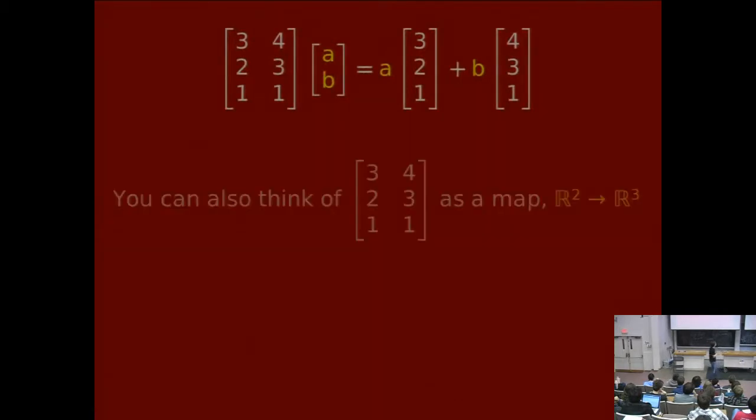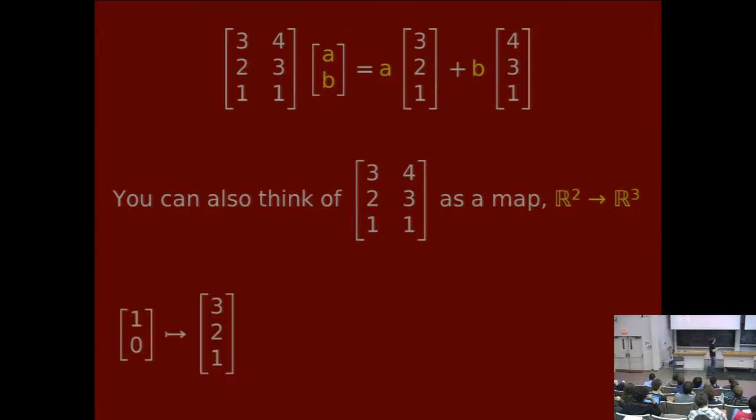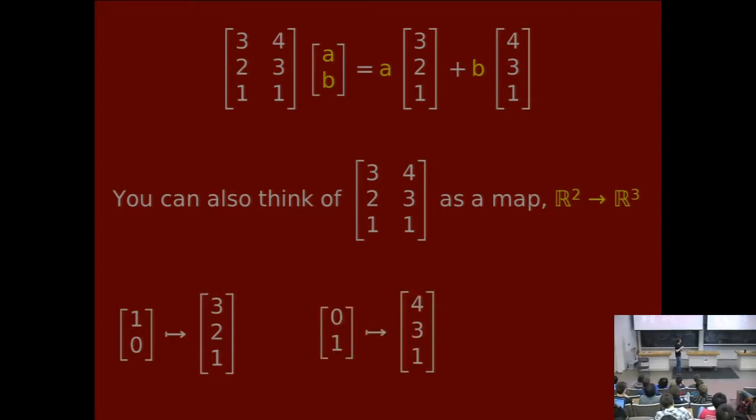Okay, so one more thing about linear combinations. If you fix these 2 vectors, let's say, and we imagine taking different linear combinations of them, then for every 2 numbers, a and b, you get a resulting vector in R3. So you can really think of this thing as a map that maps pairs of real numbers to triples of real numbers. It's a map that maps R2 into R3. So for example, 1, 0 maps into 3, 2, 1, 0, 1 maps into 4, 3, 1. 1, 1 maps into the sum of the 2 column vectors, 7, 5, 2.